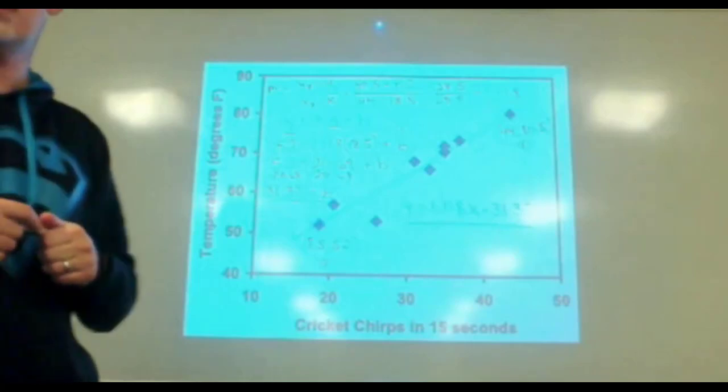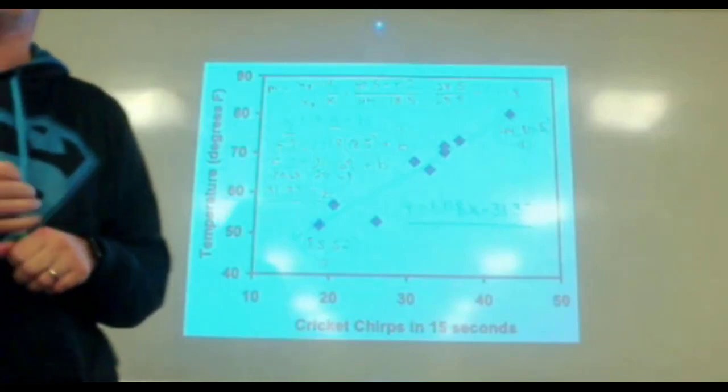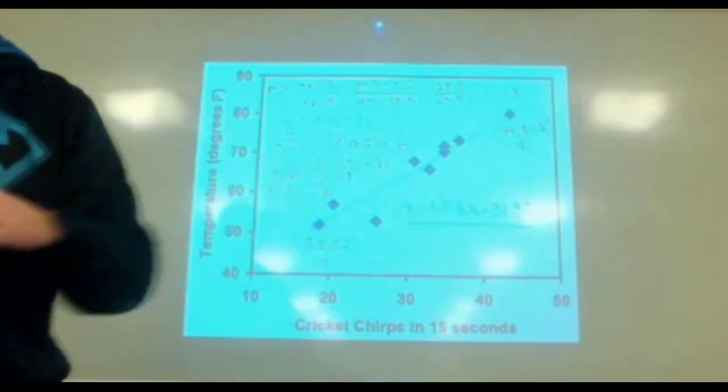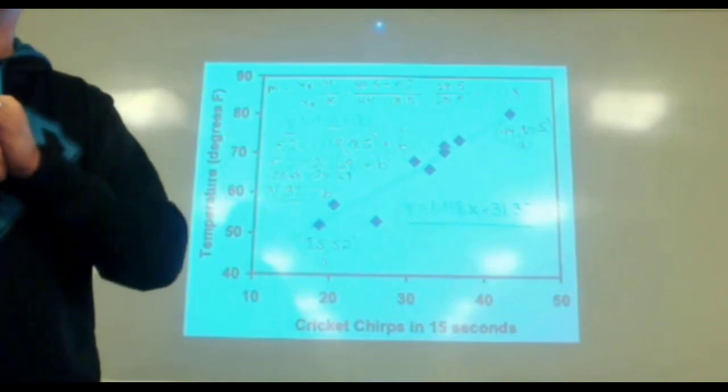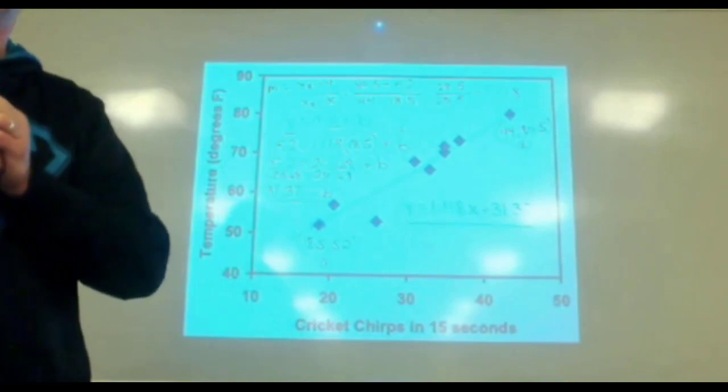Now I'm stuck. I've got to stay in this picture, otherwise it starts flashing like crazy. So I'll just keep my arm in there. Any questions on that?